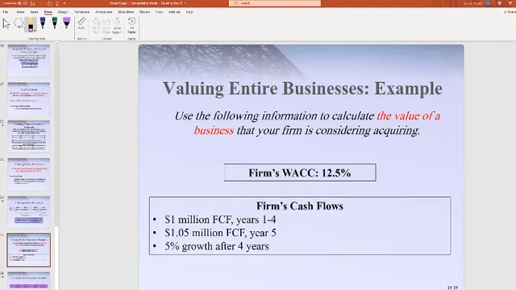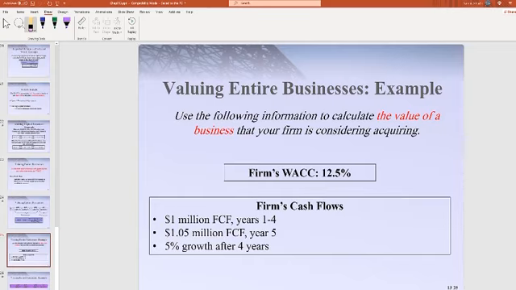Use the following information to calculate the value of the business that your firm is considering acquiring. The firm's WACC is given, 12.5%. The firm's cash flow is also given here. Let's read what is inside the box. For free cash flow, there will be 1 million, from year 1 to 4.